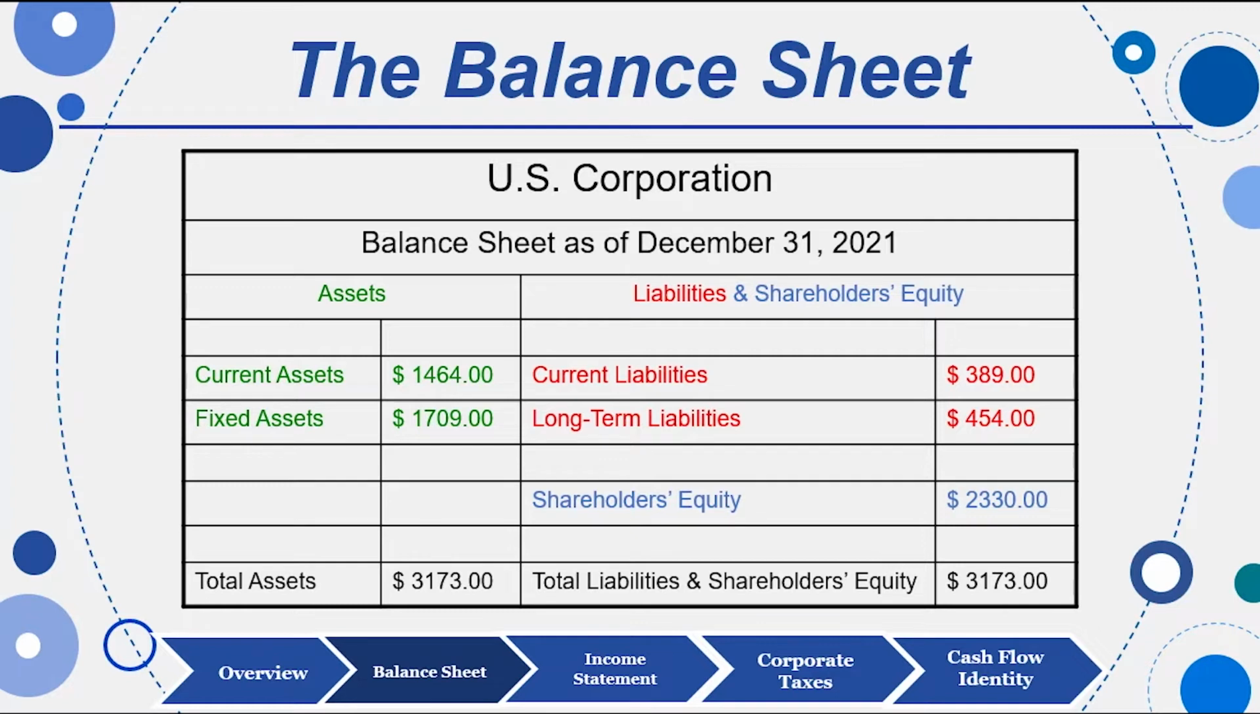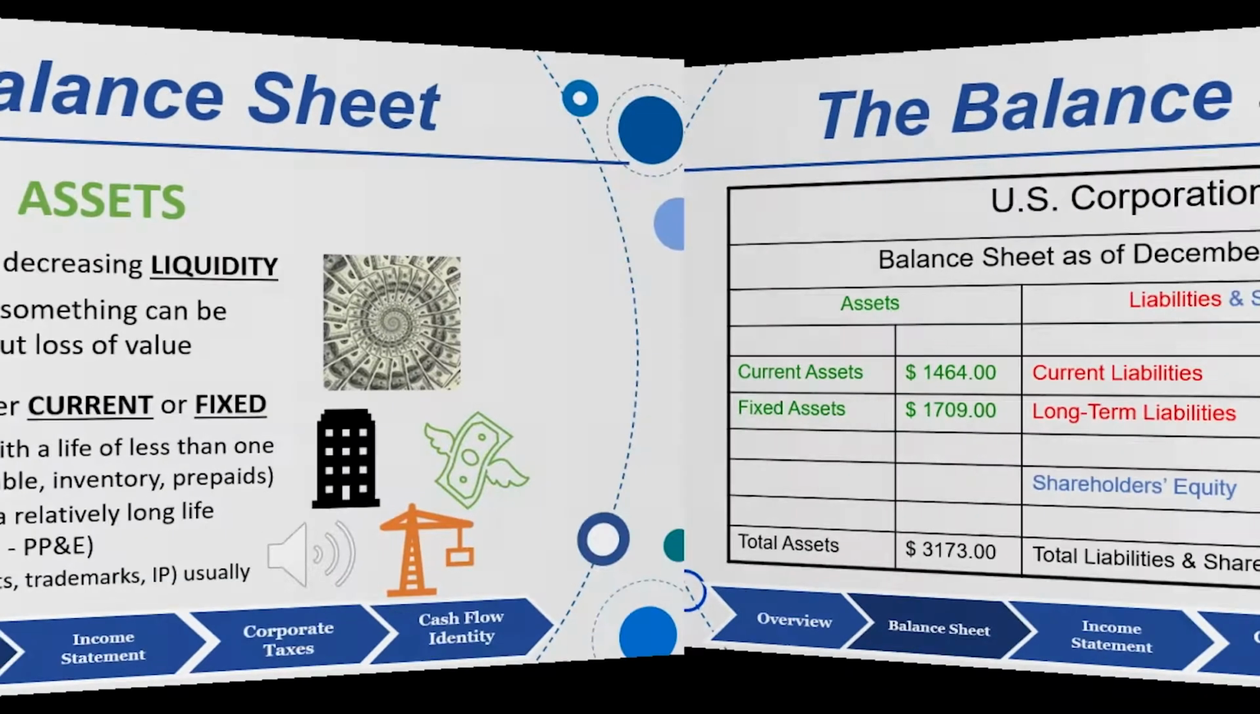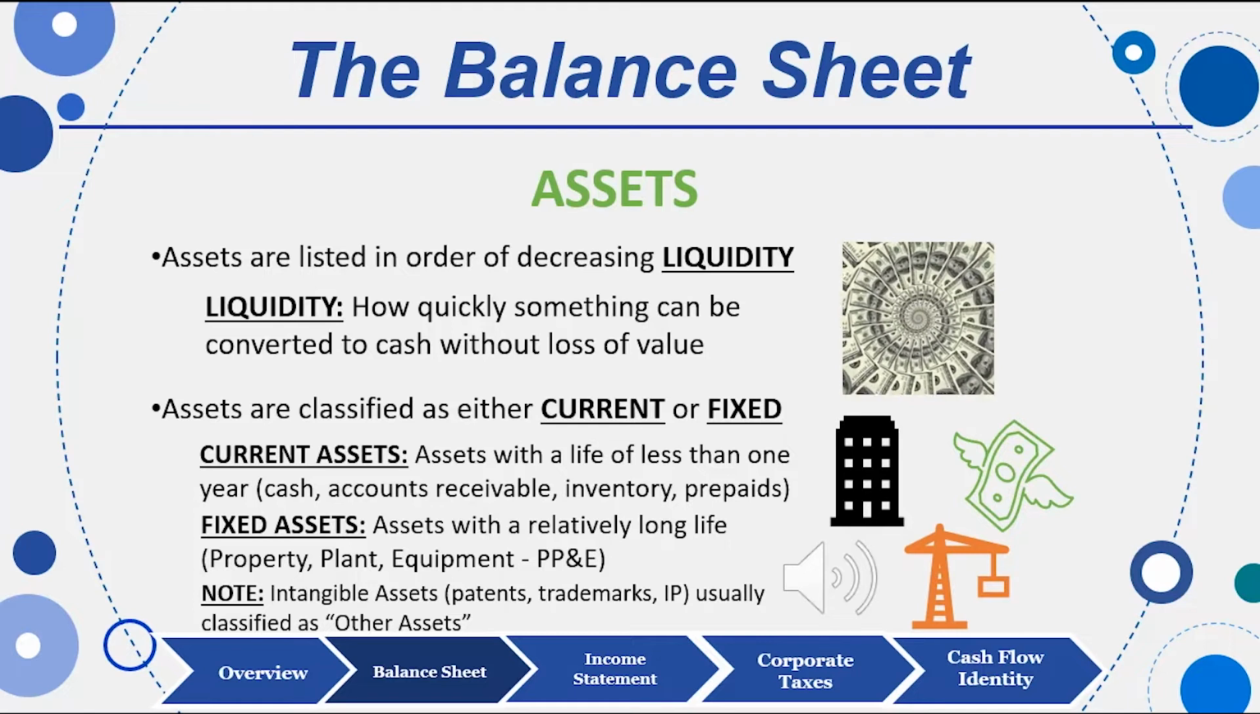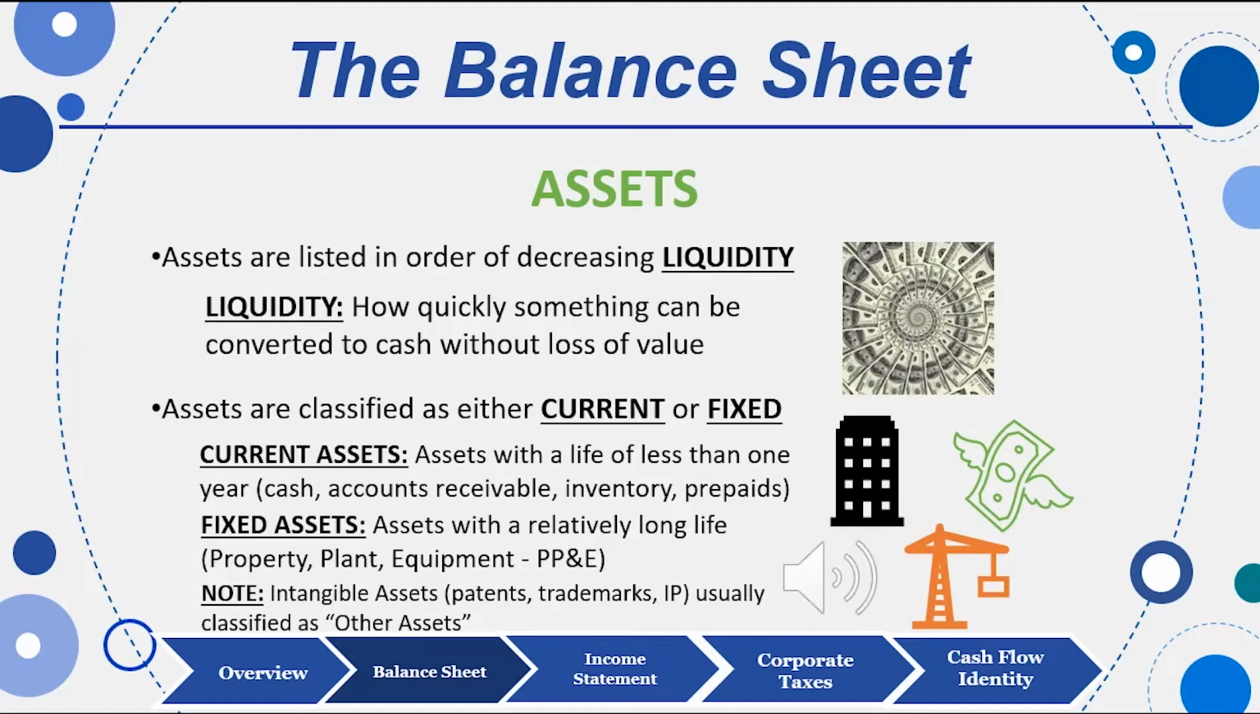Here's an example of a balanced balance sheet for a U.S. corporation. You see that the assets equal the liabilities plus owner's equity. What we own is on the left, what we owe is on the right, plus any residuals like shareholders' equity. Whenever I look at a balance sheet, I want to look at how liquid this company is. And you can get a feel for that by looking at the assets because they're listed in order of decreasing liquidity. How quickly can they be turned into cash without any loss of value?